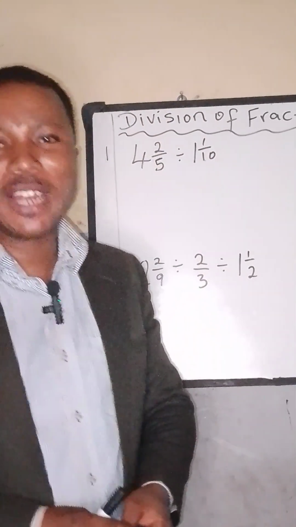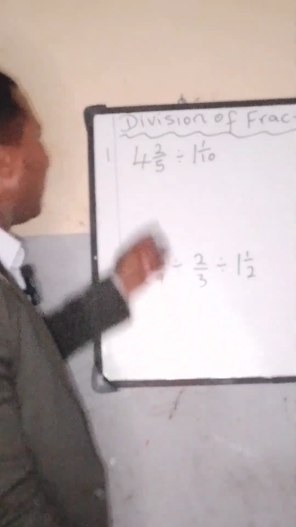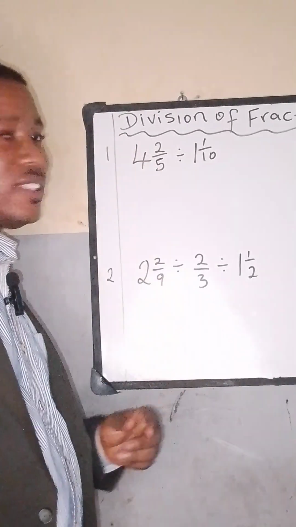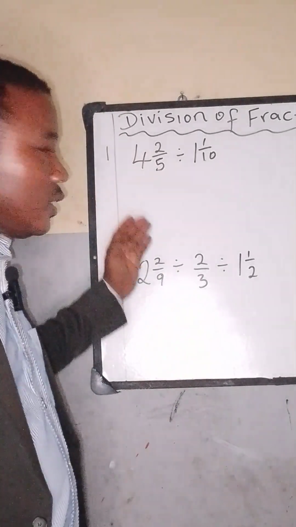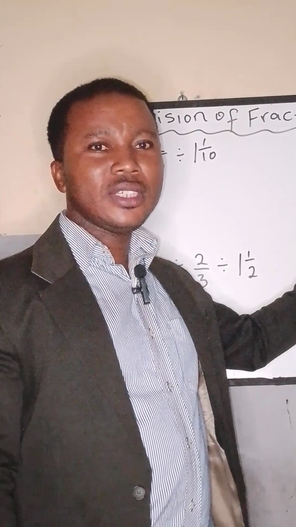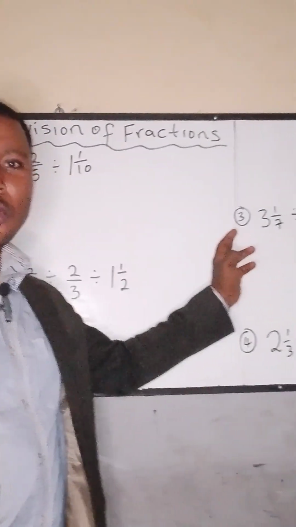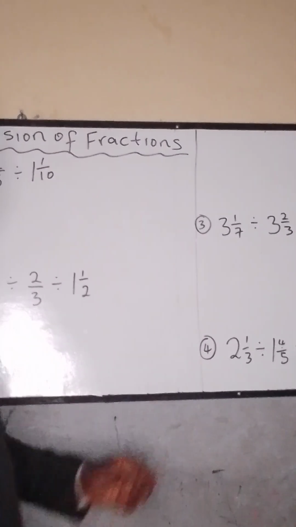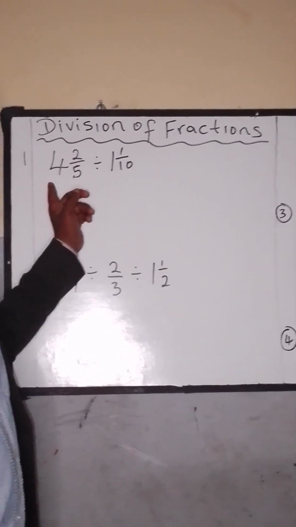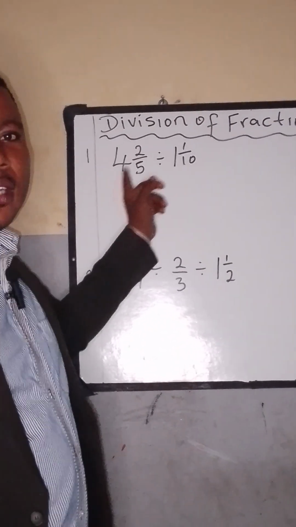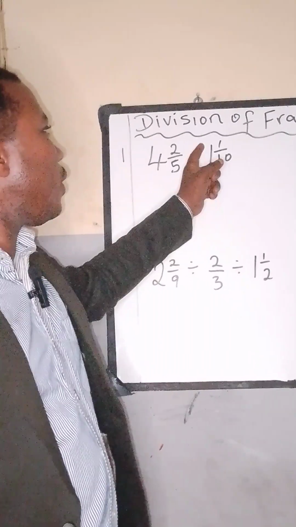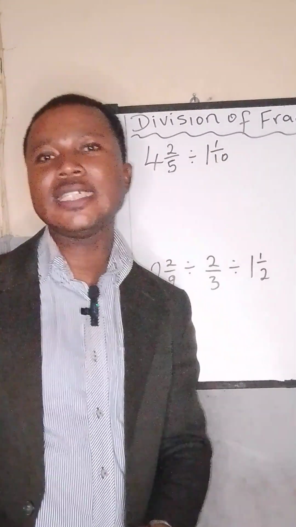Maths Chinedu Hub class. Today we'll be looking at division of fractions. We have 1, 2, 3, and the fourth one. Okay, we'll be looking at the first one, which is 4 whole number 2 all over 5 divided by 1 whole number 1 all over 10.